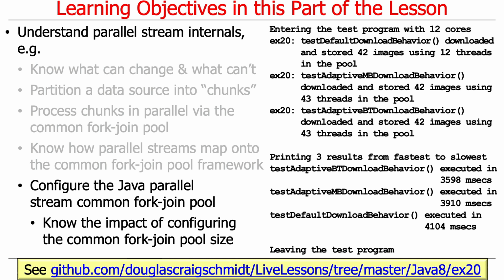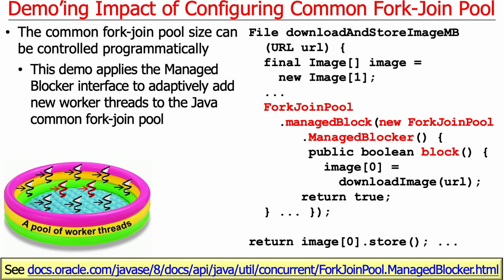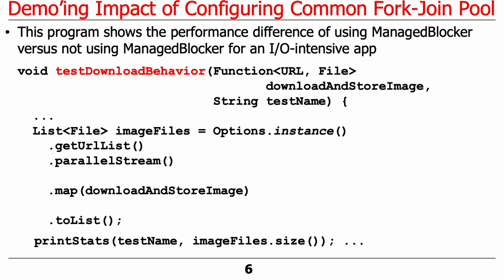You can get this example we're going to look at in the EX20 project in the LiveLessons folder, in the Java 8 folder in my LiveLessons GitHub repository. So let's go ahead and take a look at this. Remember, we can control the size of the common fork join pool programmatically. We just talked about how to do that. And we're going to use the ManagedBlocker interface here to adaptively add new worker threads to the Java common fork join pool. And we're going to see there's a bunch of different interesting ways to do this. This is one approach using ManagedBlocker directly. We have some other approaches as well.